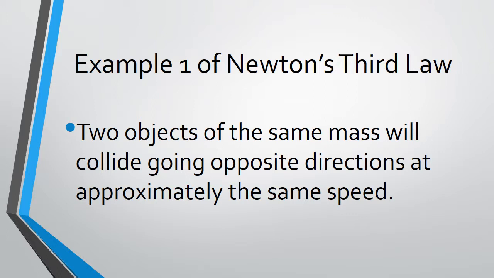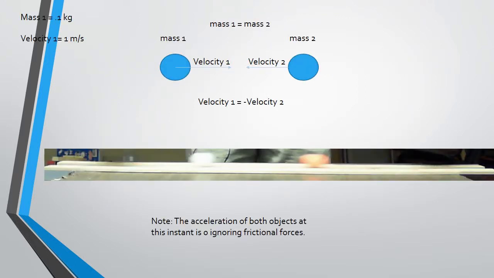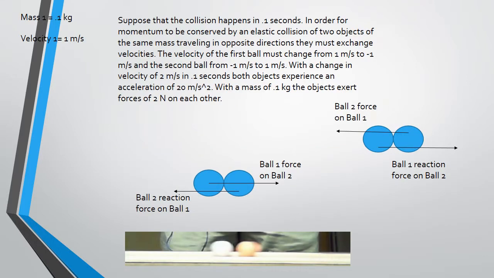Example 1. Two objects of the same mass will collide going opposite directions at the same speed. The mass of both balls is the same, and the velocities are opposite and equivalent. If the collision happens in 0.1 seconds and momentum is conserved, then both the balls must accelerate at 20 meters per second squared in opposite directions. They exert a force of 2 newtons on each other.